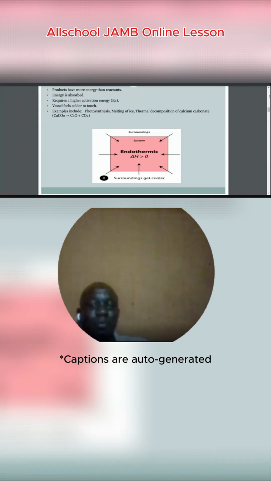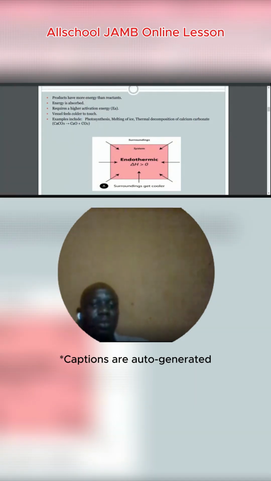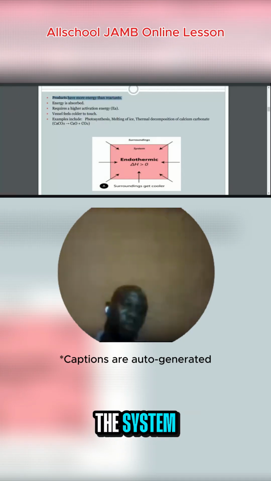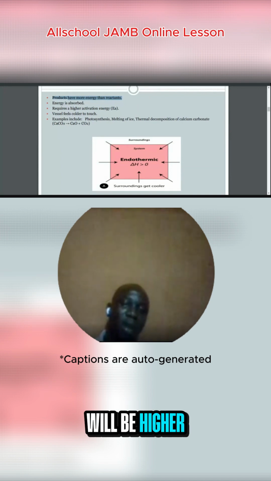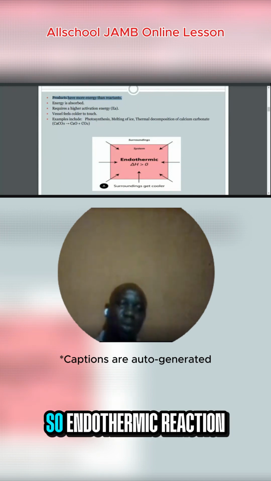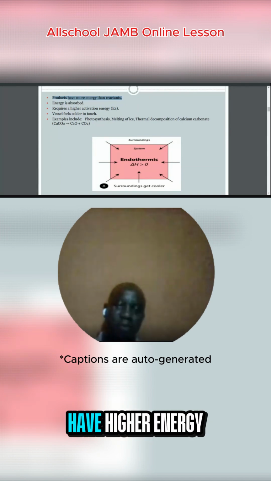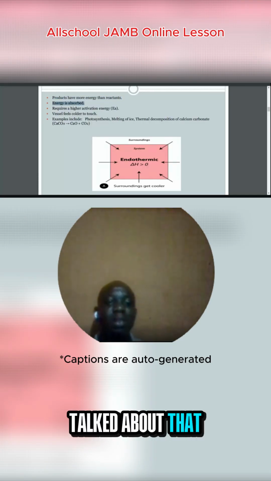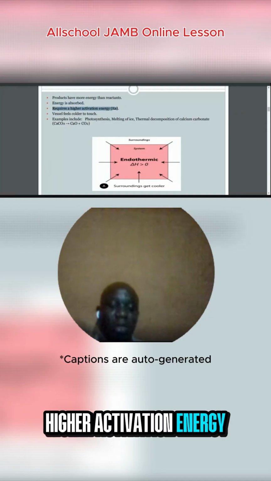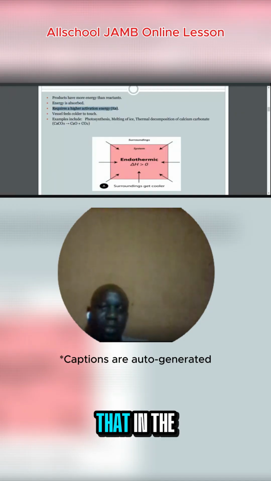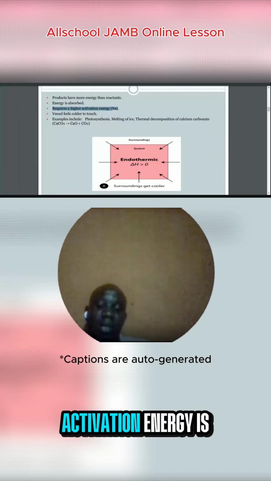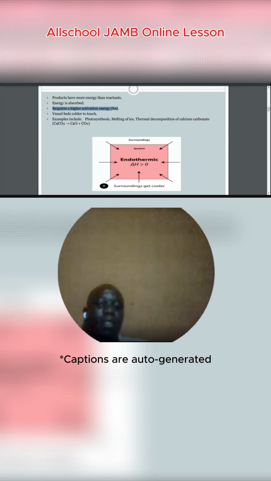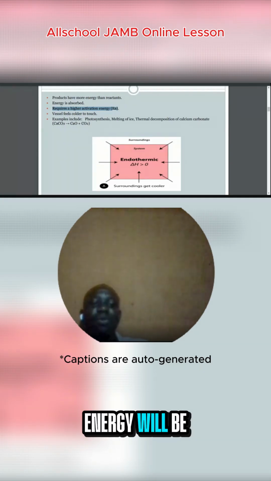So in an endothermic reaction, the products have more energy than the reactants. That's because energy has entered into the system. So the energy of the product will be higher than that of the reactant. Then energy is absorbed. We have talked about that. It requires a higher activation energy. I'm going to show us that in the diagram. We said that activation energy is the energy barrier. So in an endothermic reaction, a higher activation energy will be required.